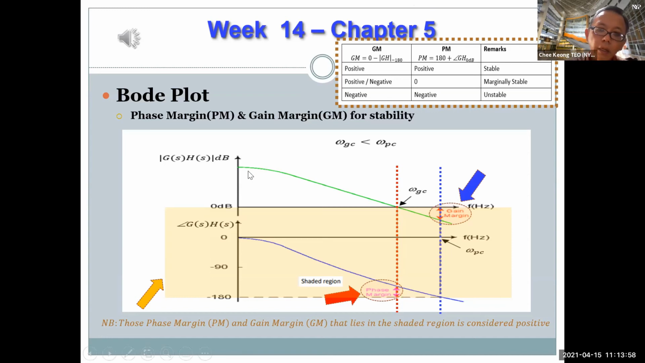Now, this is the slide that explains how we use the gain plot, the magnitude plot, which is on top, and the phase plot that is at the bottom, to determine the stability.